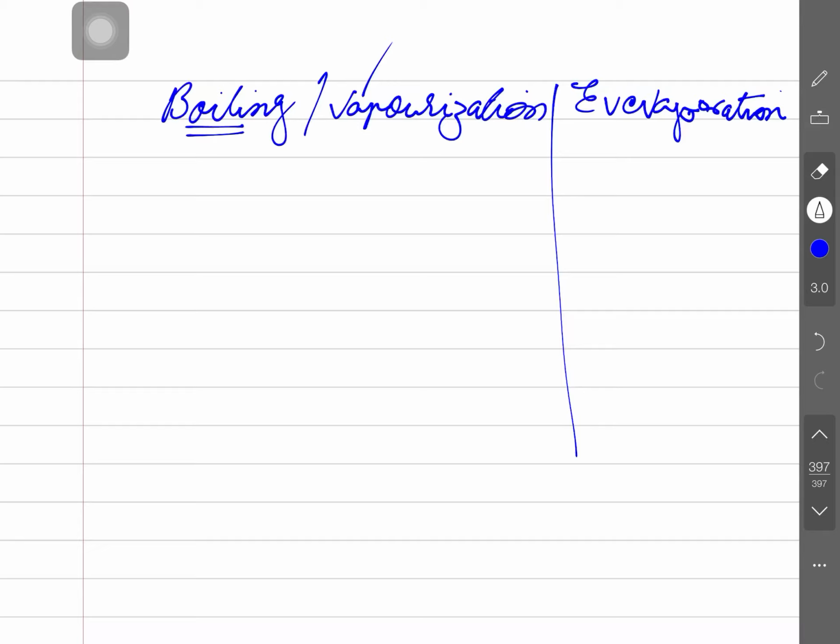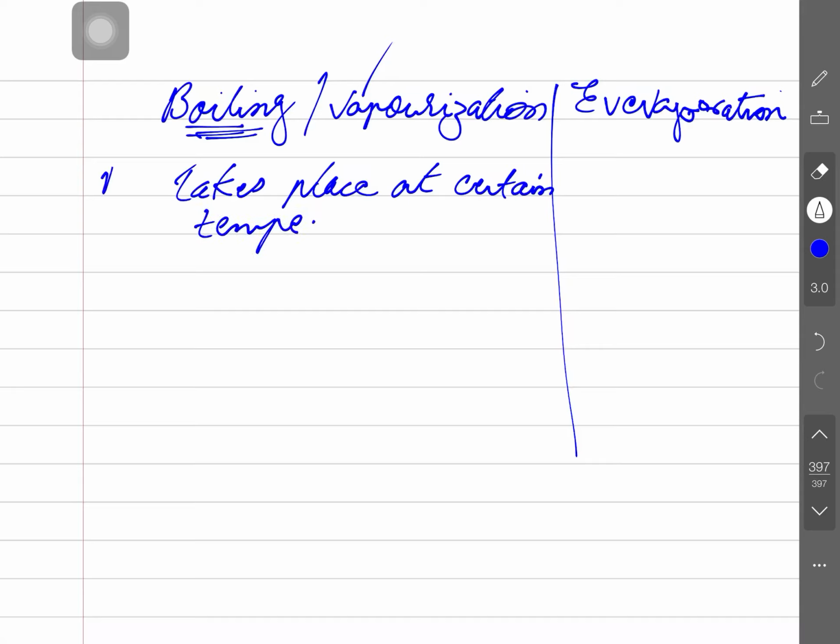So what do you understand by vaporization? The basic difference from evaporation: you may write down the difference. Boiling takes place at a certain temperature, and that is called the boiling point. And evaporation takes place at any temperature.